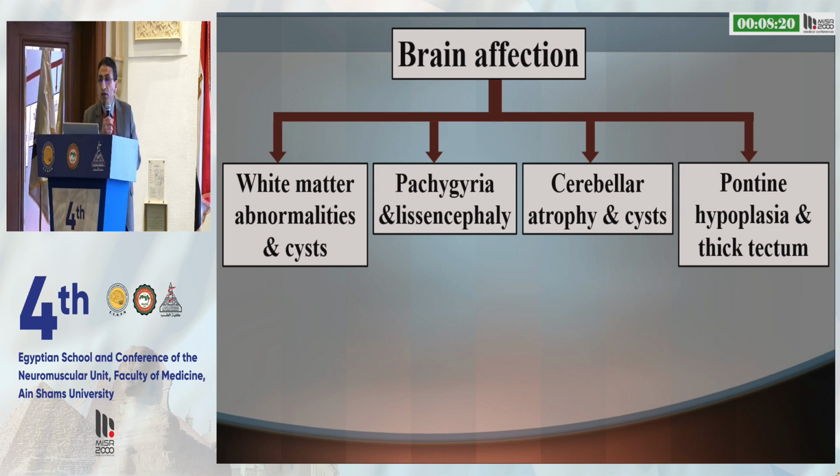such as the brain. Different patterns of brain involvement can be present in these diseases, such as white matter abnormalities and cysts, pachygyria and lissencephaly, cerebellar atrophy and cysts, pontine hypoplasia and tectum thickening.